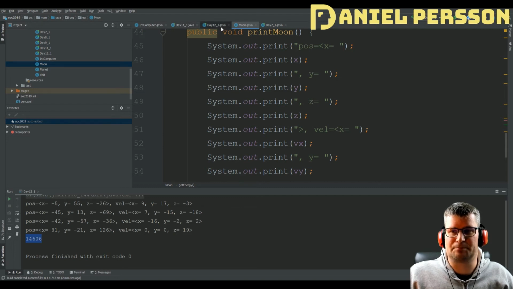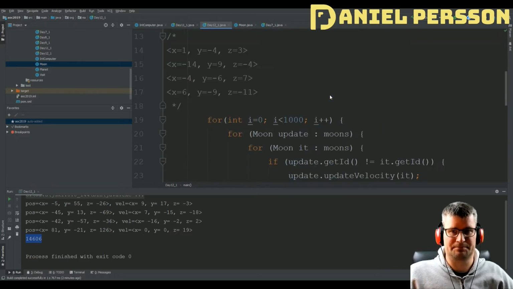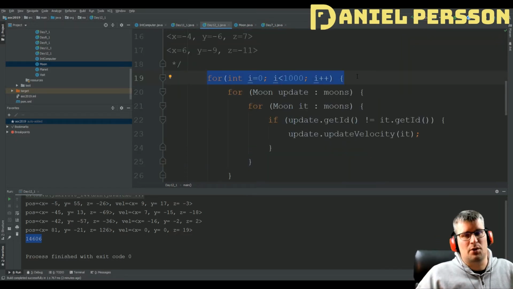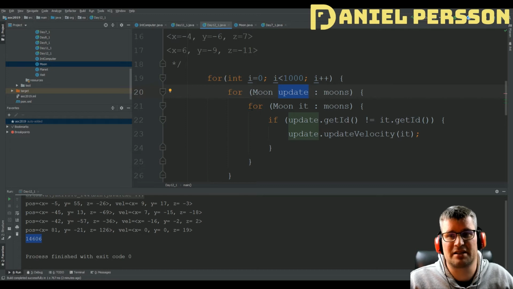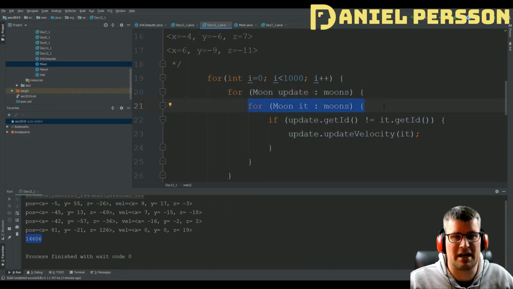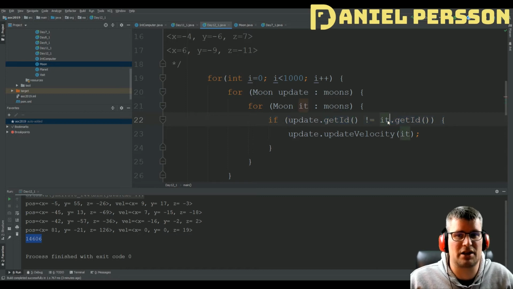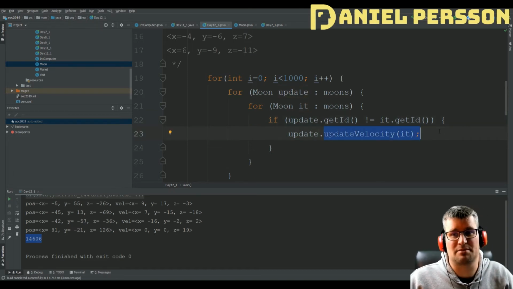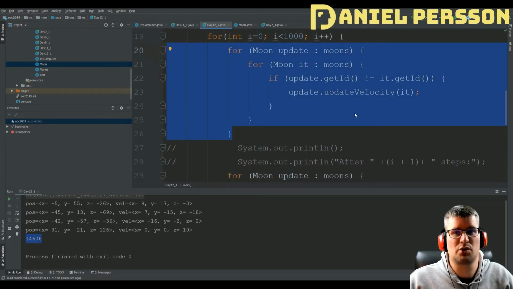And then the actual code here was setting up all the moons with the specific values. In this case we went through 1000 steps. For each moon, we have this moon that we want to update, and then we have another moon. I call it IT, as an iterator. I check if this moon that I want to update is the same moon as the one that I iterate, and then I don't want to do anything. If it's not the same, then I take my update moon and update the velocity against that moon, and I do that going through all the moons.